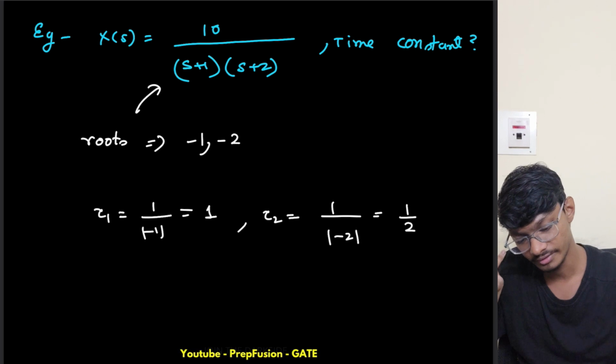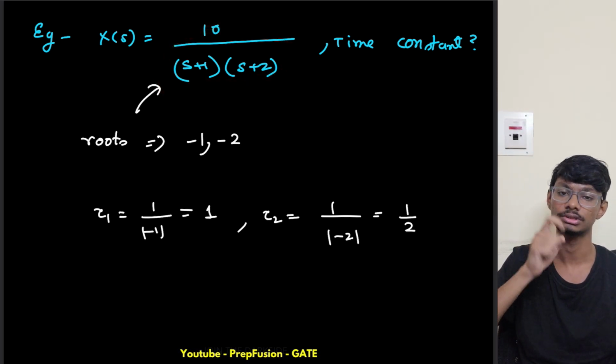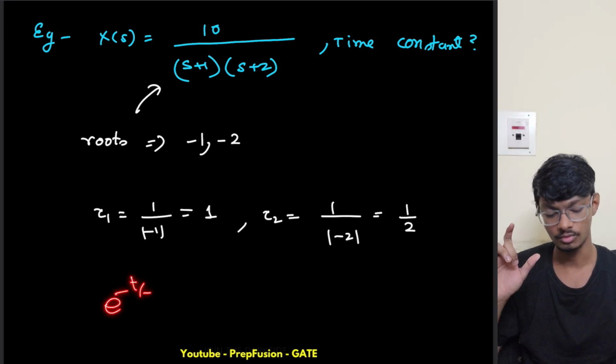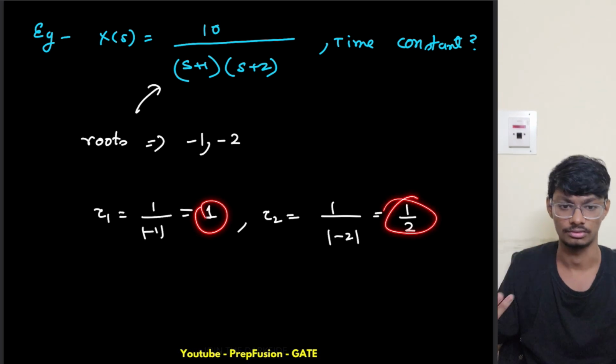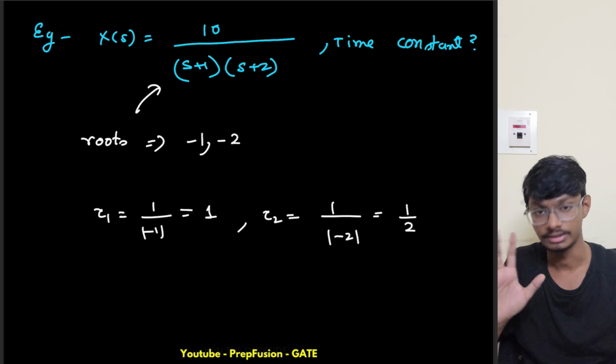If I solve this with partial fractions, I will get 2 exponential terms. Now compare those with e raised to power minus t upon tau. You will get the time constant like this only. So like that also you can find the time constant.